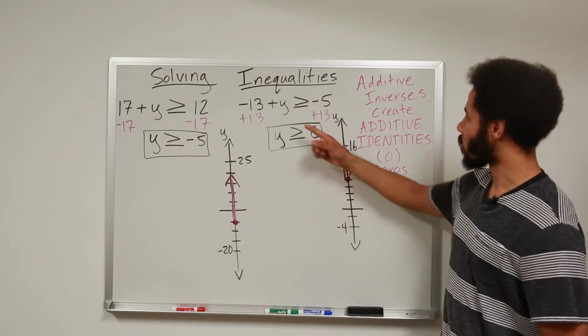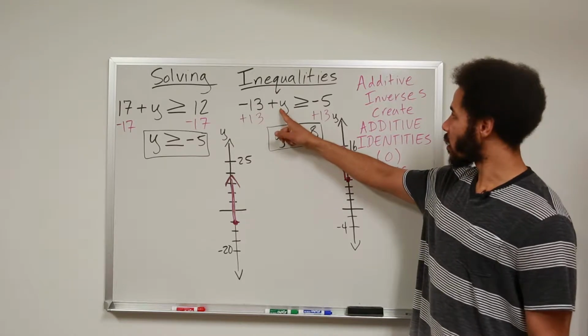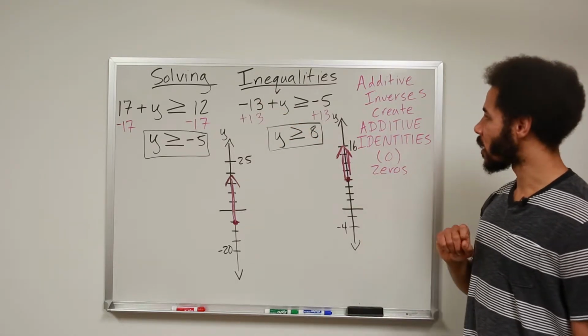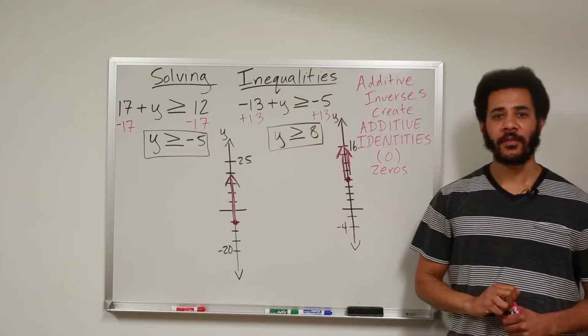Let's pick a number greater than 8 to add into here. How about 9? Let's see. 9 plus negative 13 is negative 4. And negative 4 is greater than negative 5.